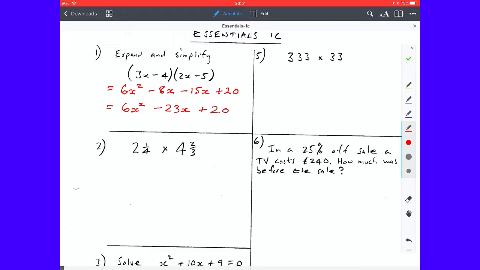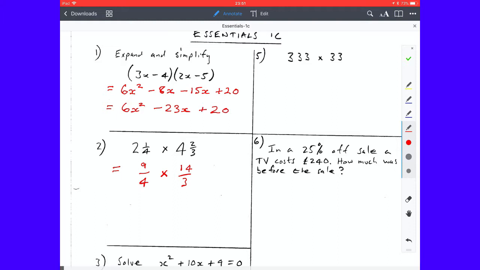Question 2. 2 1/4 multiplied by 4 2/3. We first write these mixed numbers as improper fractions. So putting the first one into quarters, 2 times 4 is 8 quarters and 1 extra makes 9 quarters. Putting the second one into thirds, 4 times 3 is 12 thirds, and an extra 2 makes 14 thirds. Now we look to see if we can do any cancelling.